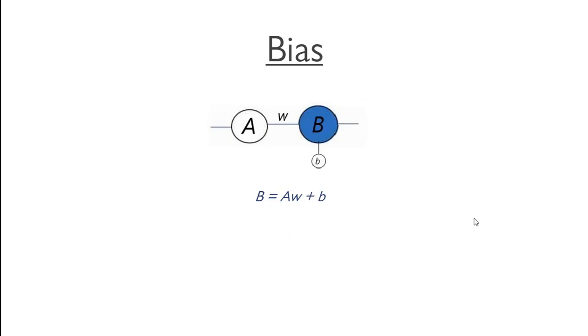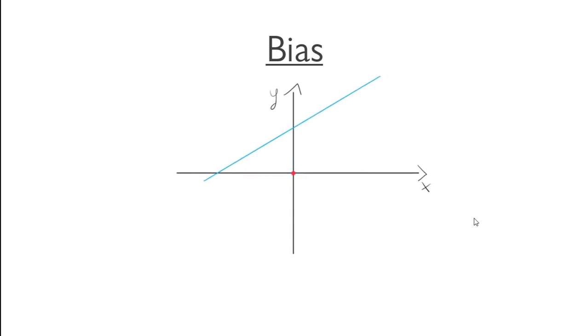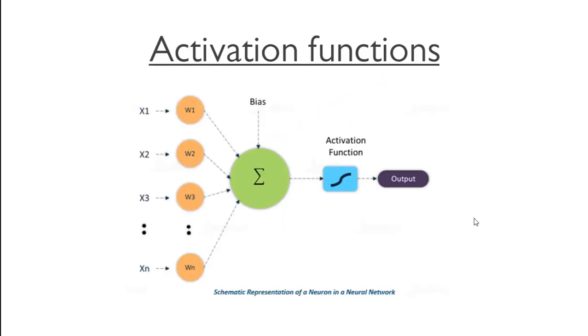Adding a bias to neuron B will add some flexibility to our model, and the output for our model will no longer depend on just the product between the value of neuron A and the weight. We'll add a constant to this value, and the constant will be our bias. The result is a more flexible model. The graph for our model is no longer centered at one point, but it can change intercepts as we modify the bias.